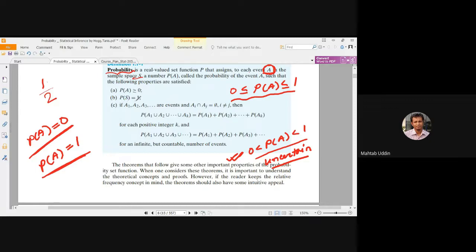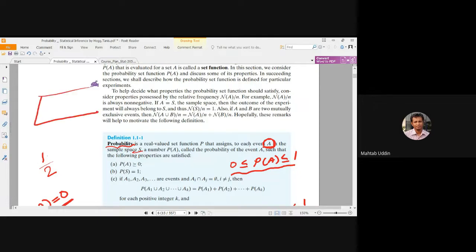The total sample space probability is 1. Suppose there are 2 teams, one is Spain and one is Switzerland. In a football match there is no possibility that both teams will lose. One of them will certainly win, right? So the total sample space probability is 1. If you are asked to pick one, you will certainly pick one of them, so the total will be 1.